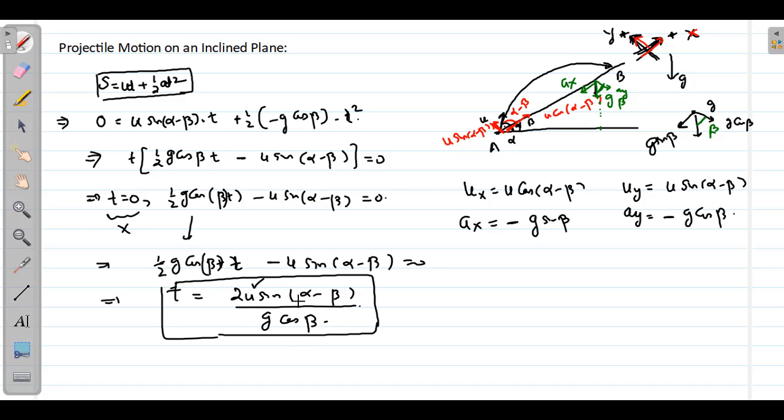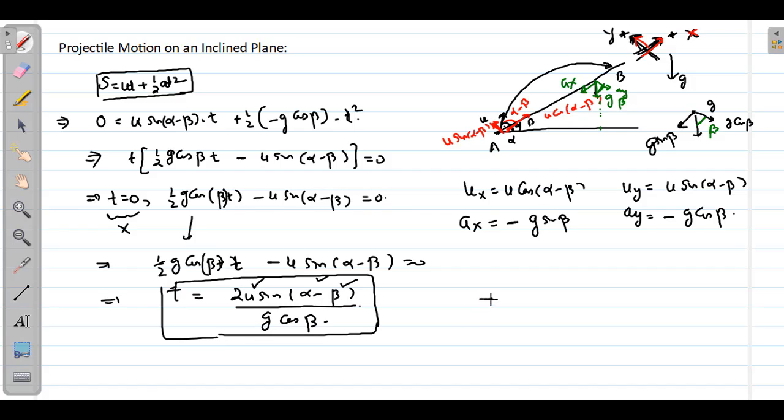u at an angle of alpha with horizontal, while the slope of the inclined plane is, or the angle of the inclined plane is beta. In that case, flight time is 2u sine alpha minus beta by g cos beta.